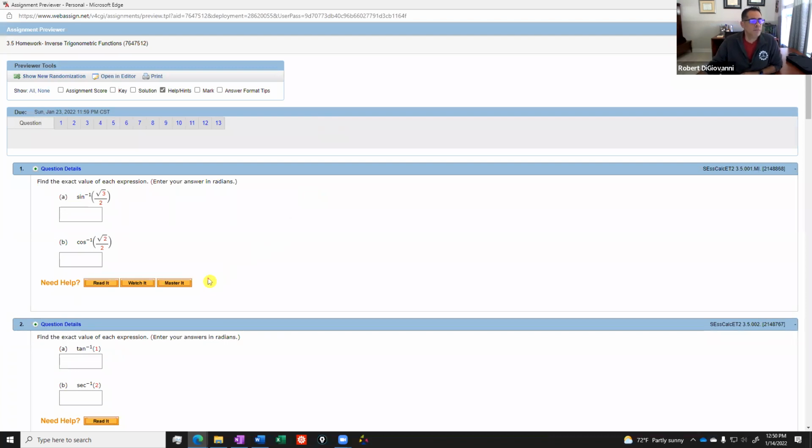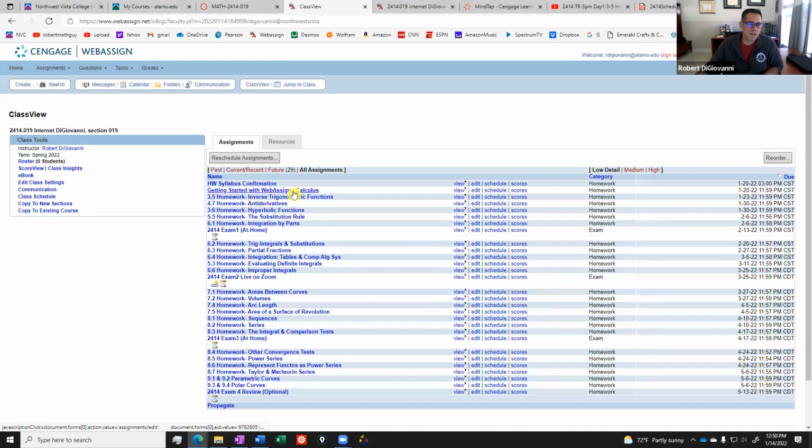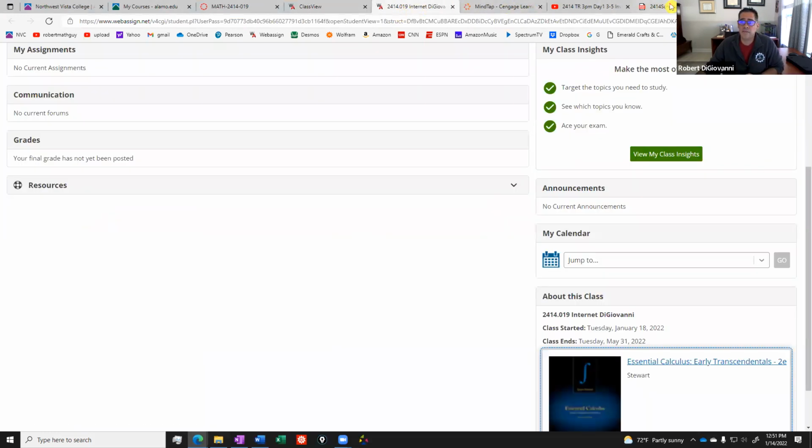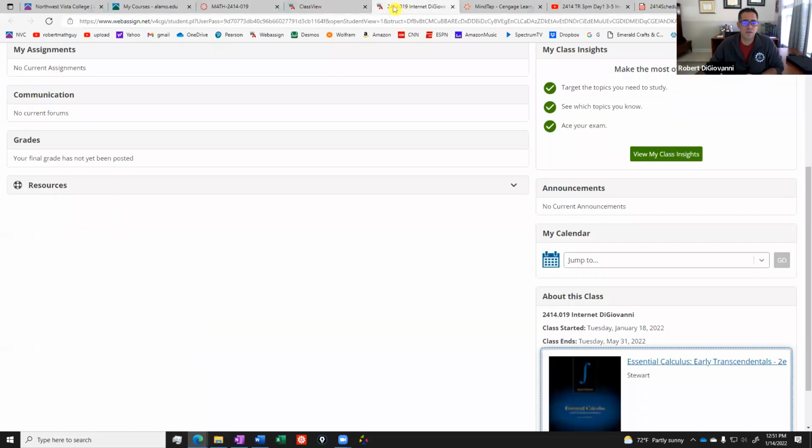Okay, so here we go. It's asking you to solve this problem. There's a free response here, and a palette over here. One of the first assignments you have is this thing called Getting Started with WebAssign. That'll get you used to how to use the system, but there is a learning curve to this. I'm just going to apologize ahead of time. You're just going to have to be patient and learn.